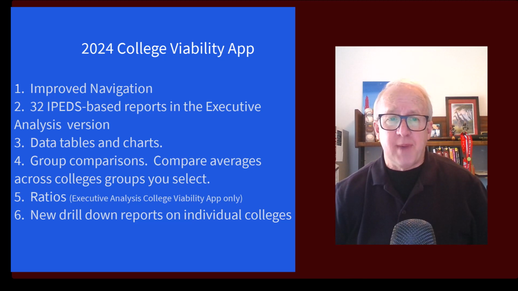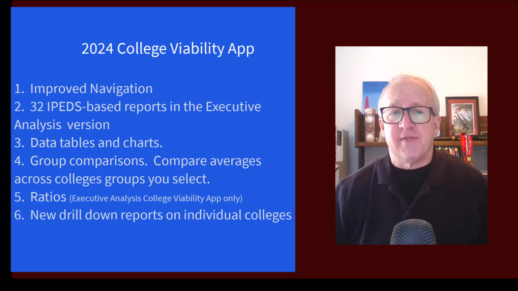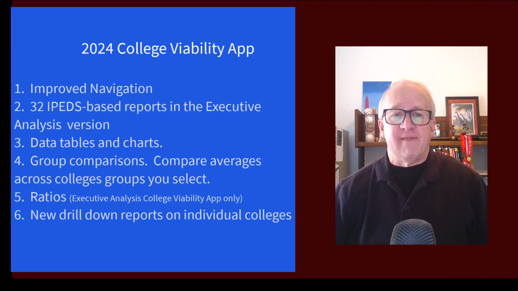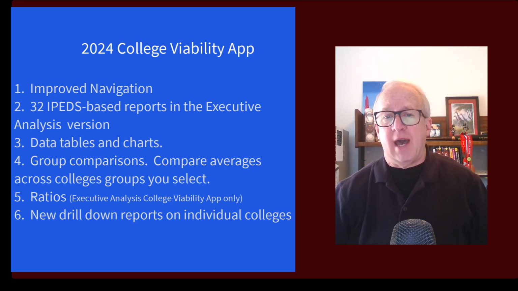We've added a ratios page. It's kind of a big picture analysis for that Executive Analysis version of the app, and then some new drill down reports on individual colleges. Ultimately, the College Viability App faculty and staff version will have 10 IPEDS reports. The student and family version will have 5 reports. Let's take a look.